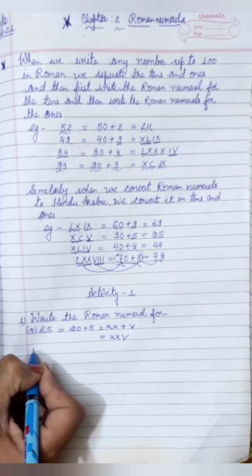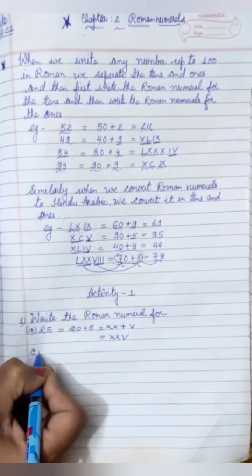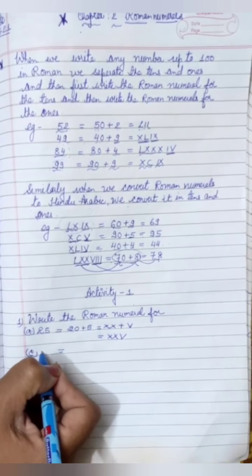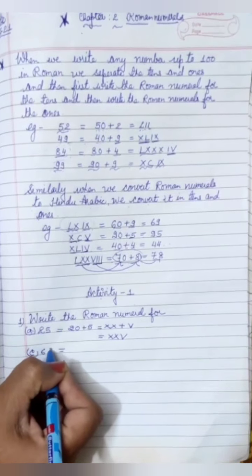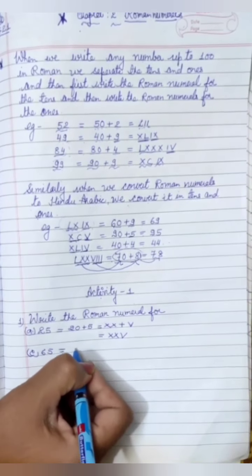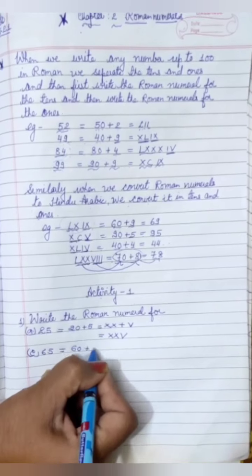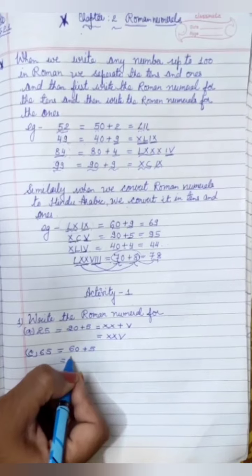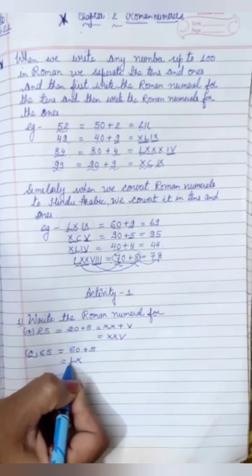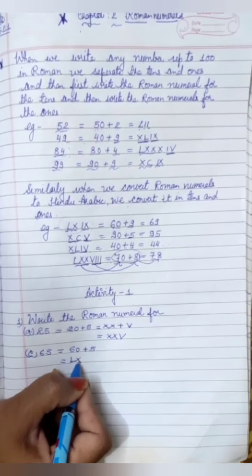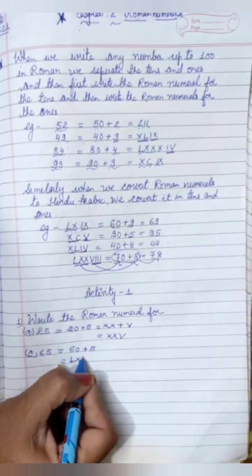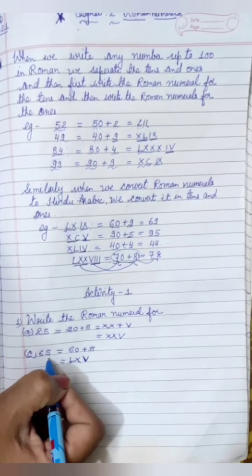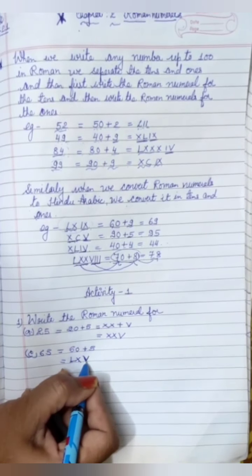Now, the E part, segment E, that is 65, and that is equal to 60 plus 5. And for 60, we write LX, 50 plus 10, that is 60. And for 5, we write the symbol V. And for 65, we write LXV.